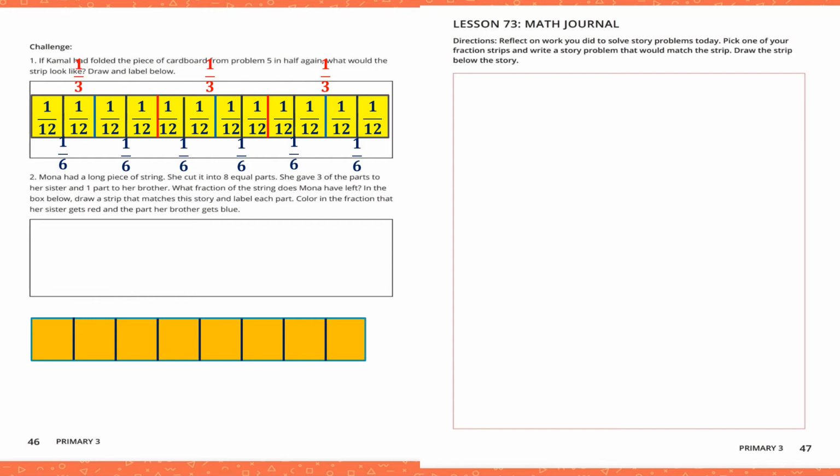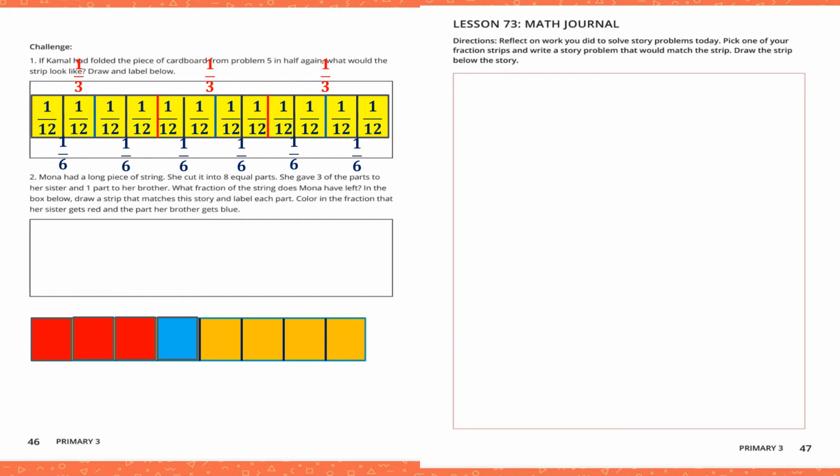Then she gave 3 of the parts to her sister. 3 of the parts. This was the share for her sister. And 1 part to her brother. Like this. What fraction of a string does Mona have left?